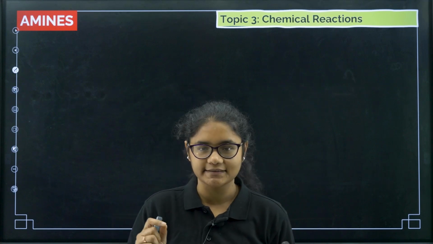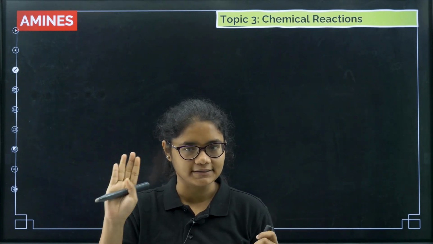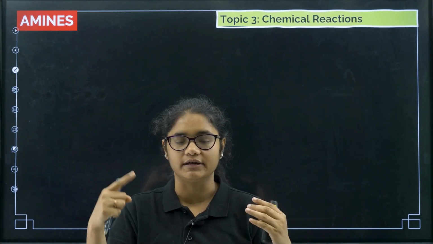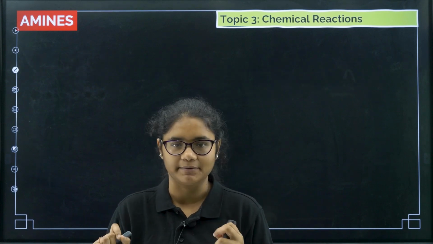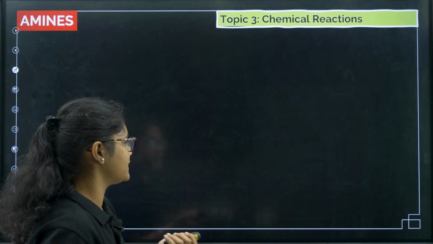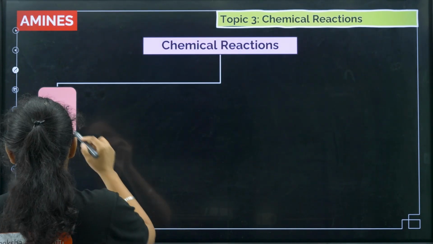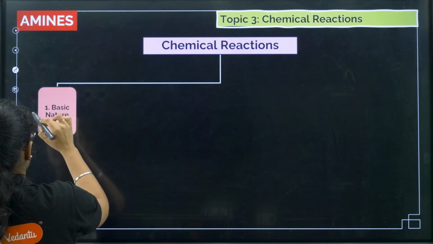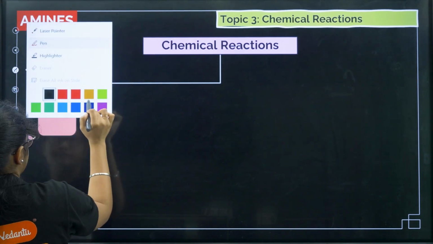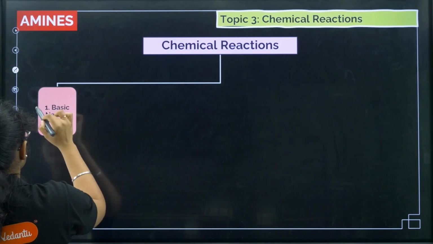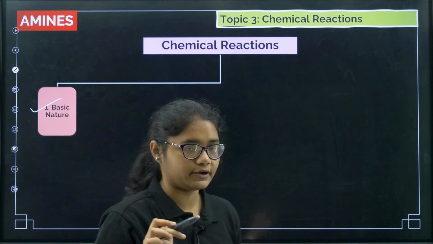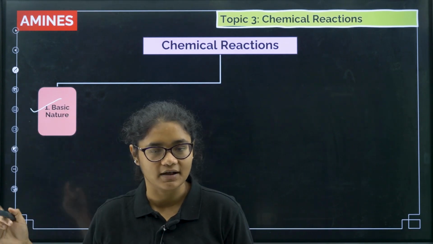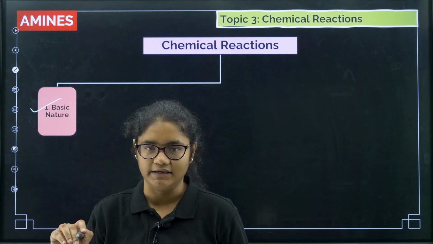Okay, so let us see. So preparation methods, remember 6 methods are there. So whenever you revise, you need to recall those 6 methods of preparation. Now coming to chemical reactions. Under chemical reactions, first thing we need to understand, very important, is the basic nature. Basic nature is very important in amines. Questions have been asked repeatedly from the basic nature.